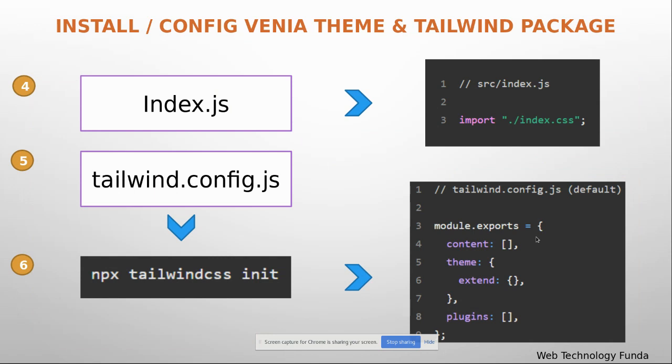So in the index.js file we need to import the index.css so that we can get the configuration of Tailwind in our project. In the tailwind.config.js file, we need to run Tailwind, and it will initialize some default configuration values inside this file. And inside this file we need to override or extend, or we can add our custom CSS things or variables from Tailwind.